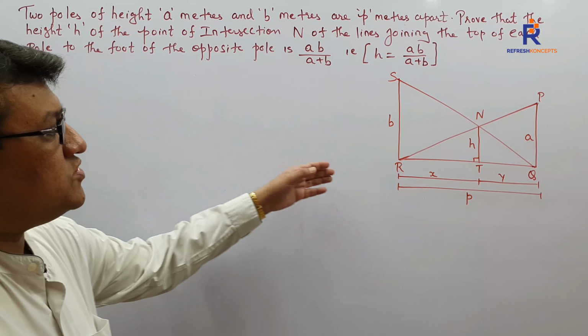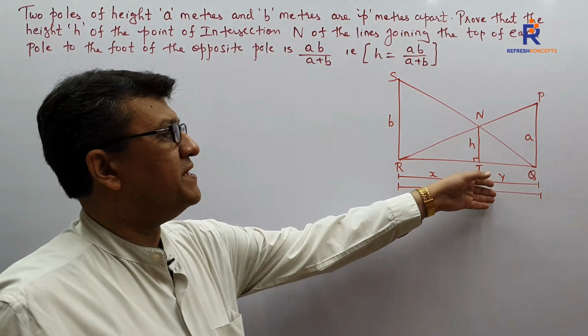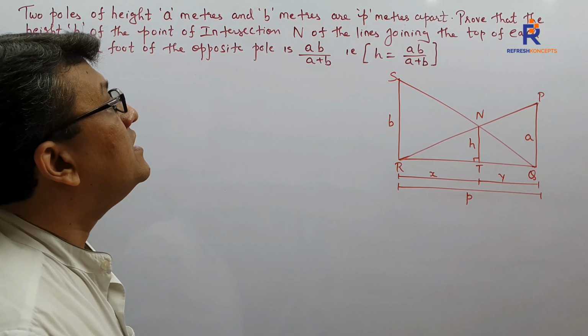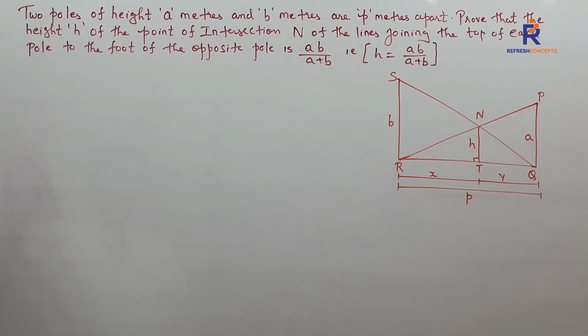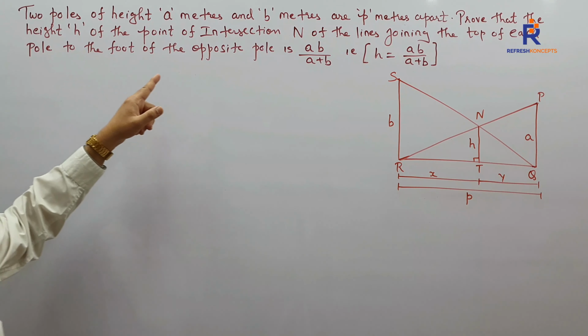There are two poles. One is pole PQ having height a meters, and the other, RS, having height b meters. So two poles of a meters and b meters are p meters apart. Yes, we can see the distance between them, which is RQ. It's nothing but p. Prove that the height h of the point of intersection.